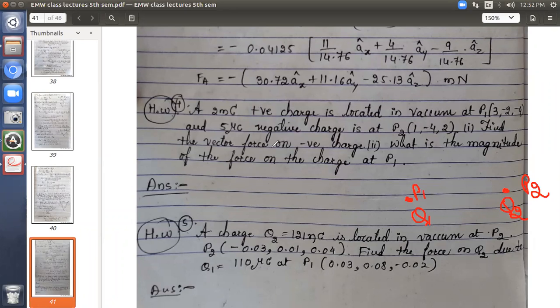Find the vector force on the negative charge. The negative charge is the second one, so you have to calculate F2. And why does this force exist? This force exists because of the presence of Q1.